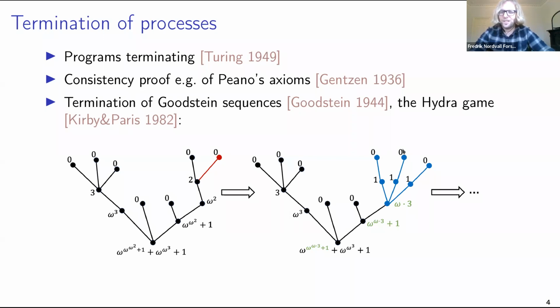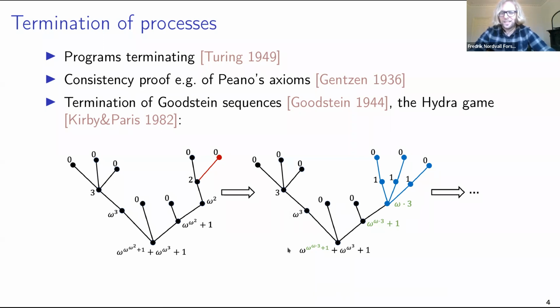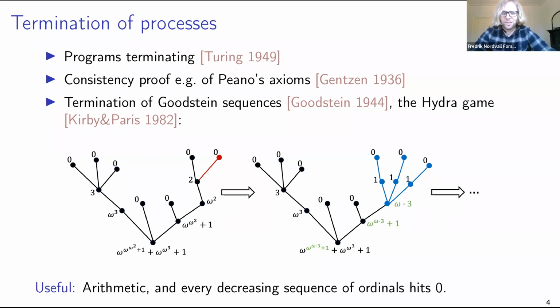So even though you've increased the number of heads, you've actually decreased the ordinal associated to the node. So that means that when you do this, you cut off things, then in the end, you get a decreasing sequence of ordinals. And then one of the axioms we had for ordinals was that every decreasing sequence must terminate in a finite number of steps, right? So that's one way to prove that this process actually terminates.